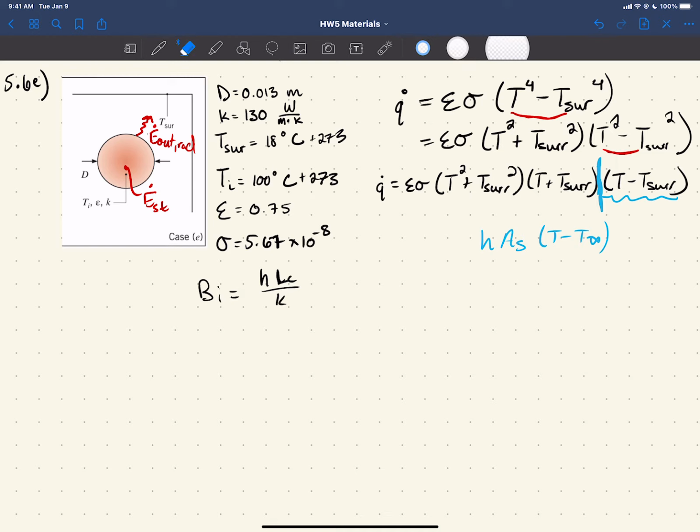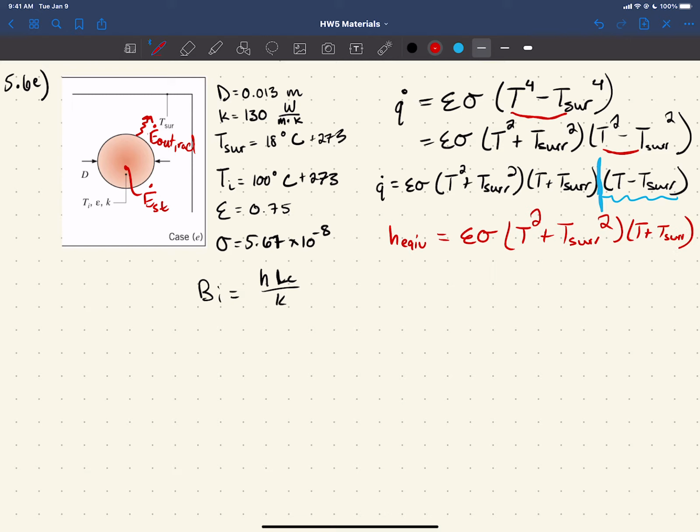So we can take all the stuff to the left of that big thick blue line that I drew there, and we can treat that as an h equivalent due to radiation. All right, and this is the tricky part of this one. Okay, and so you're thinking, what T do we use here?